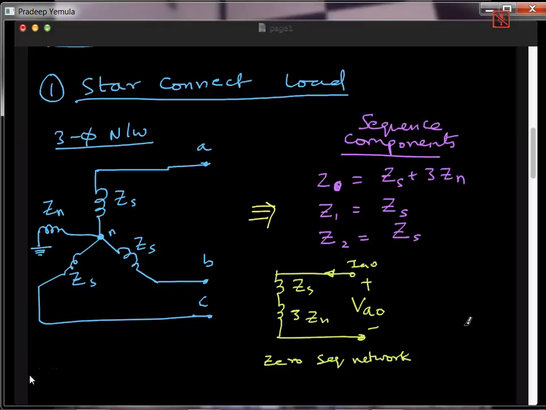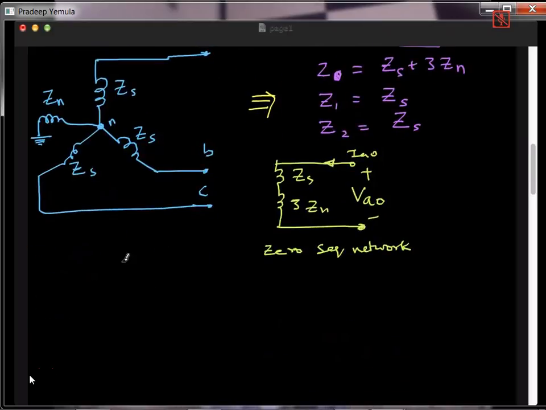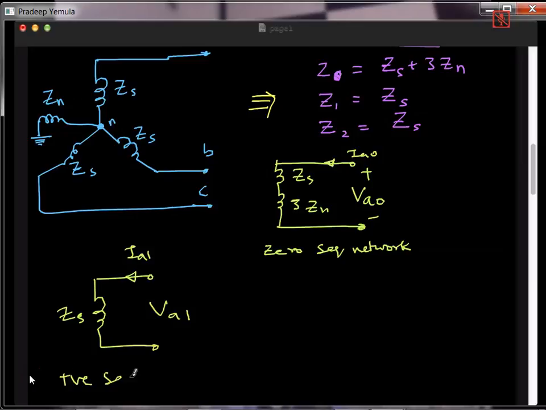What is a positive sequence network? Positive sequence network will be, that's it. So this is VA1, and the current it takes is IA1, and then the impedance is Z1, nothing but Zs. So this is the positive sequence network.